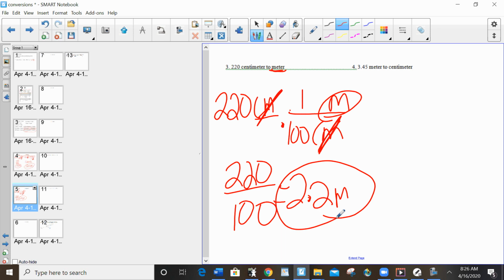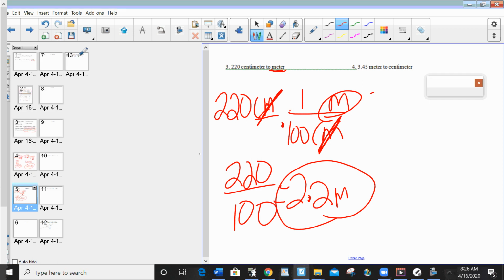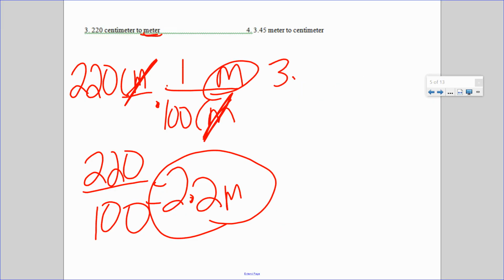Why don't you try number 4 on your own? As a hint, I'm starting with 3.45 meters. I'll give you about 30 seconds to try it on your own.